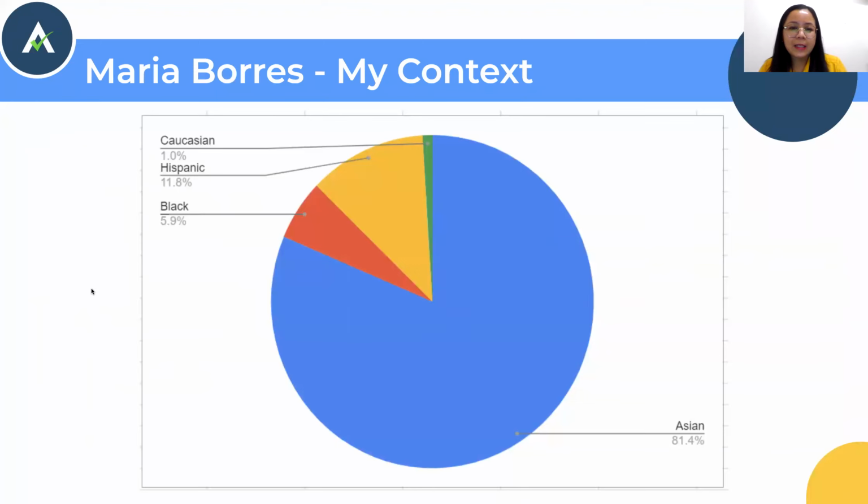So this is my class profile. I have 102 students in 8th grade. The majority of them, or 81% of them, are Asian. And there's some Black, Hispanic, and Caucasian. I only have 1 Caucasian student.